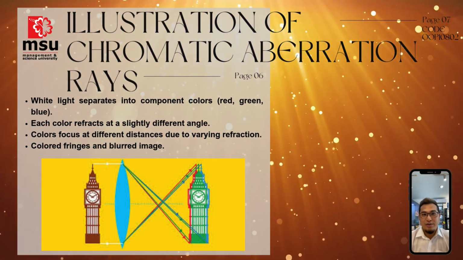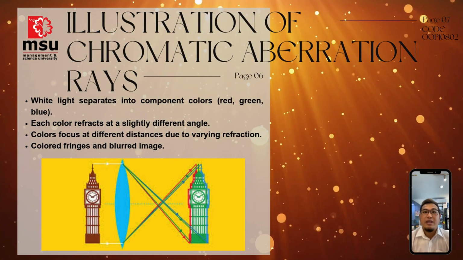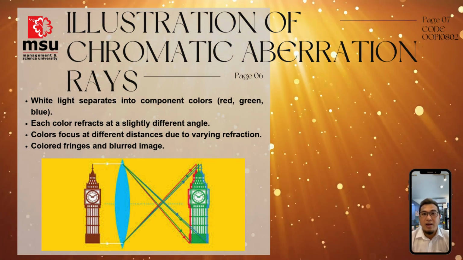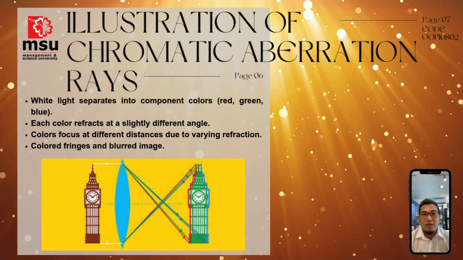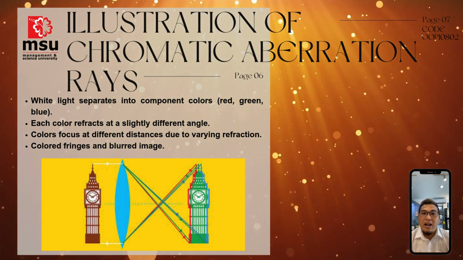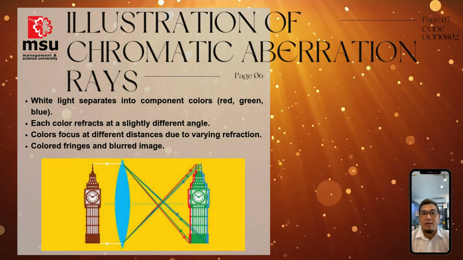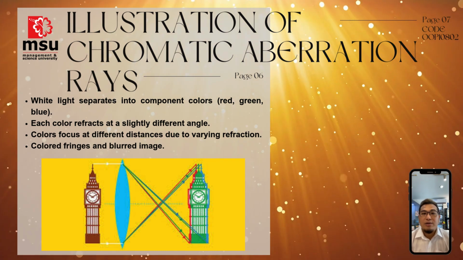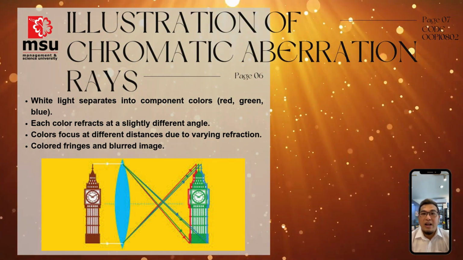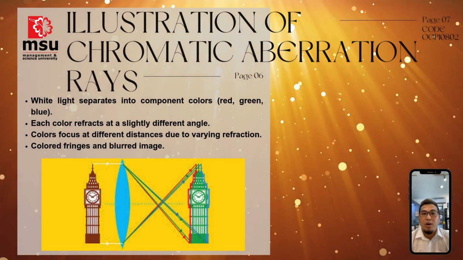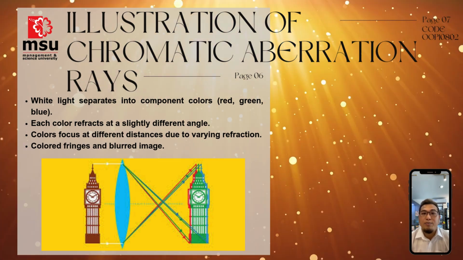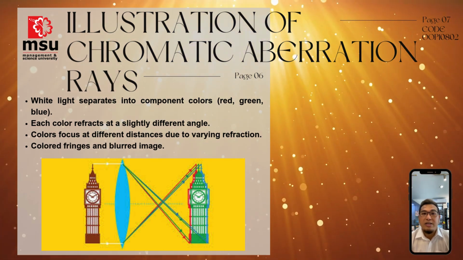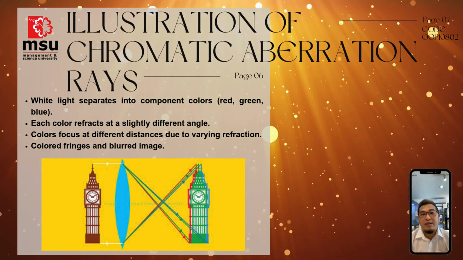This slide illustrates chromatic aberration. As white light enters a lens, it separates into its component colors, each with a different wavelength. Since each color has a slightly different refractive index, they bend at various angles when passing through the lens. Consequently, these colors don't converge at a single point, resulting in a blurred image with color fringes around objects. The fringes appear because the different color components are focusing at slightly different planes.